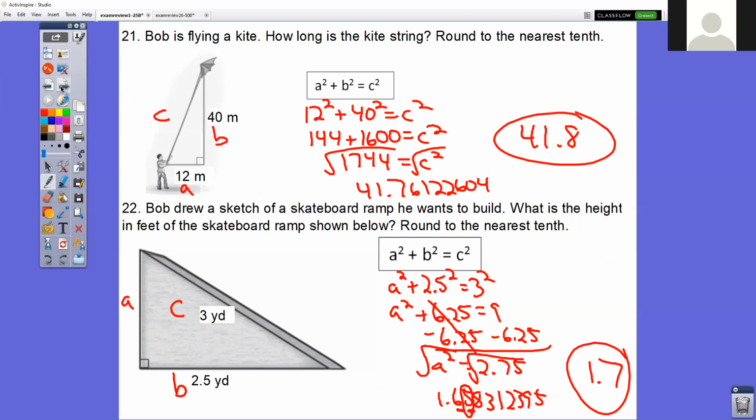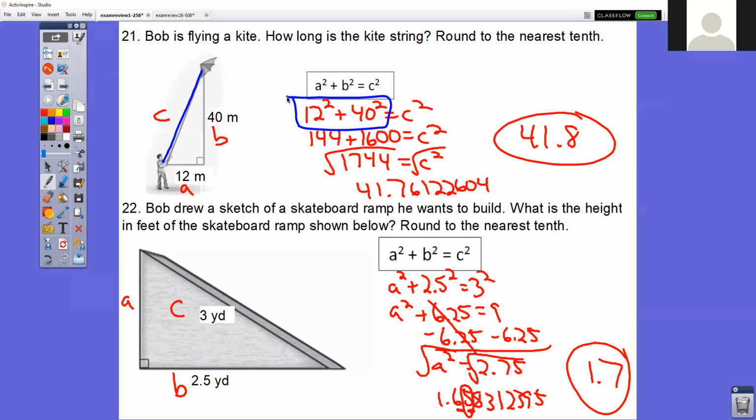In question number 21, a squared plus b squared equals c squared. These formulas will show up, the same thing with the volume formulas before, on your final exam. You just need to know how to use them. So your C side is your slanted side. That's the side that we're solving for in this one. It doesn't matter which one is your A or which one is your B. Sub the numbers in, so we have 12 squared plus 40 squared equals C squared. You get 1,744 when you type this into the calculator.